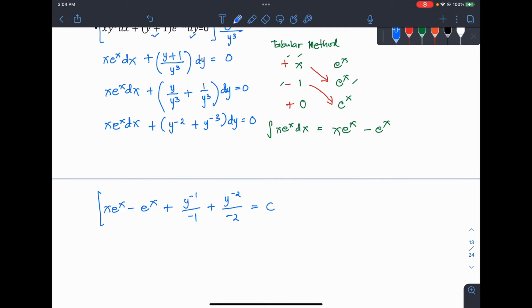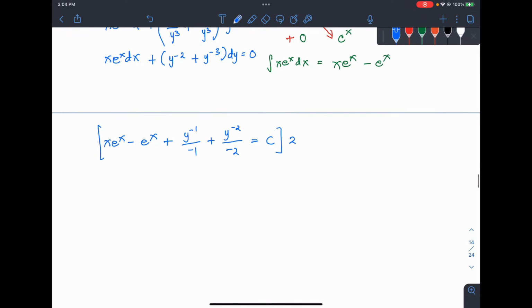So we want to multiply everything by 2. So giving us 2x e^x minus 2e raised to x, and then minus 2y raised to negative 1, and then minus y raised to negative 2 is equal to c.